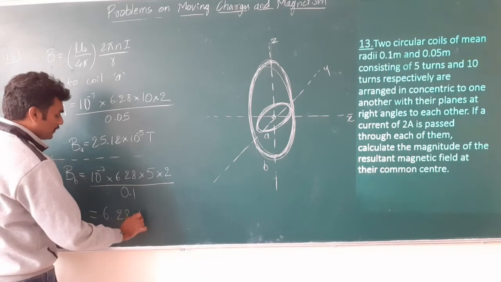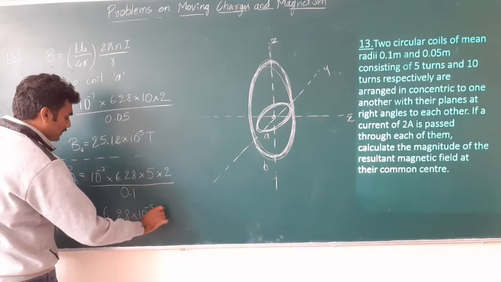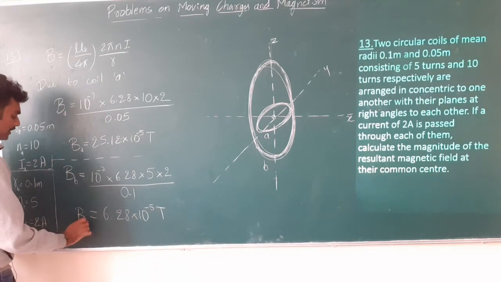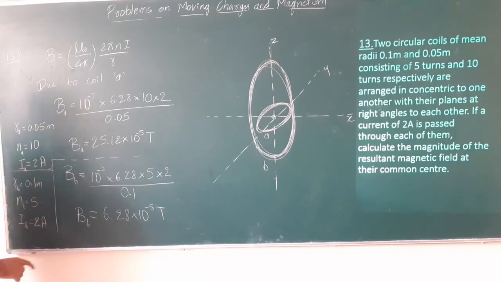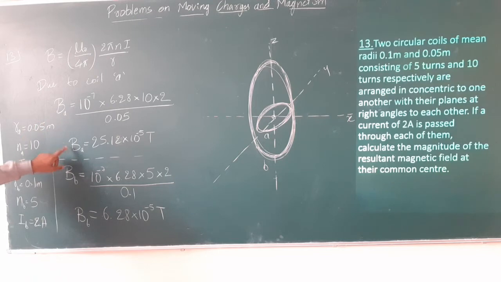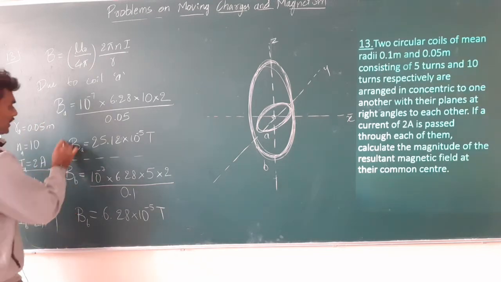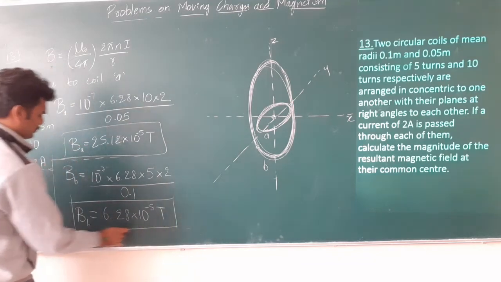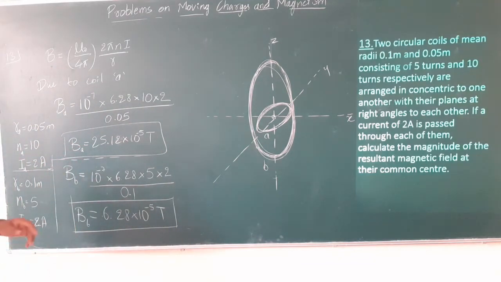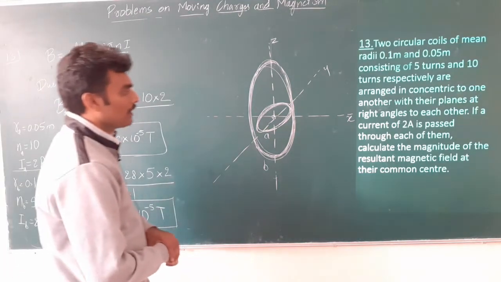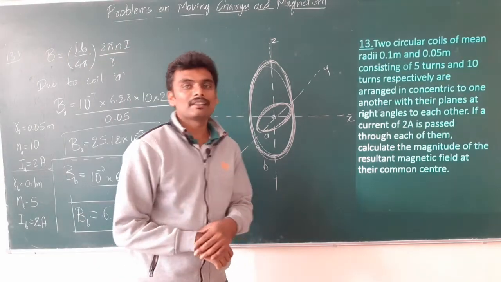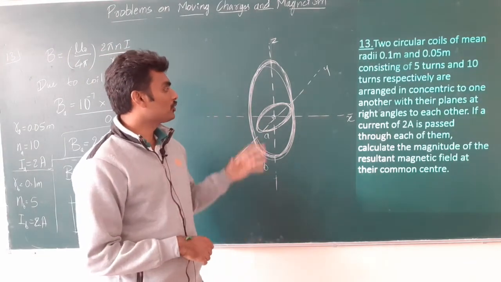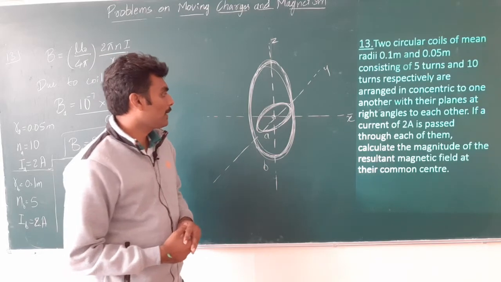6.28 into 10 to the power of minus 5 Tesla. This is the magnetic field at the center due to the bigger coil. Okay. So now you have two magnetic fields, BA and BB, due to two coils here, A and B. Now look, what is the direction of magnetic field produced by each of them?